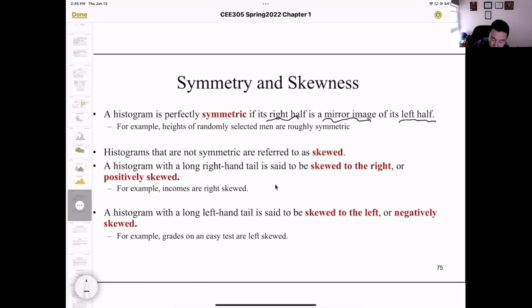If the histogram is not symmetrical, we call that skewed. If it has a longer right-hand tail, we call that skewed to the right, or we also call that positively skewed. If it has a longer left-hand tail, we call that skewed to the left, or negatively skewed.